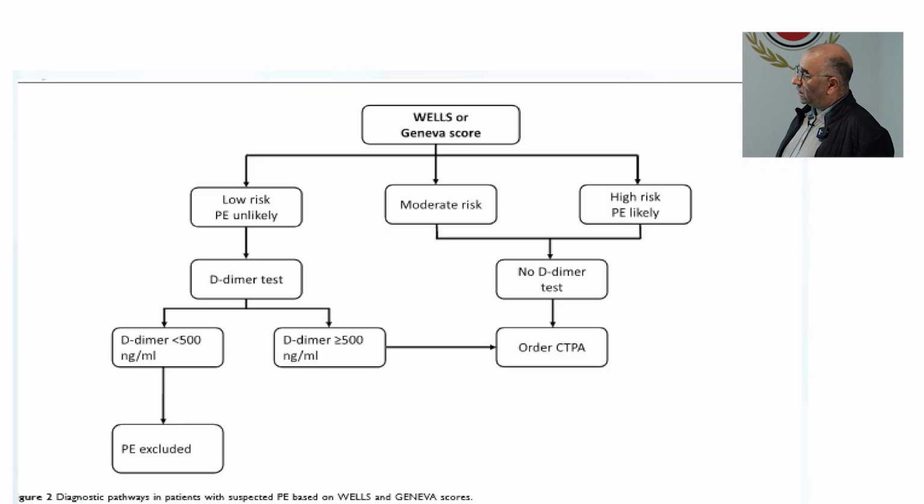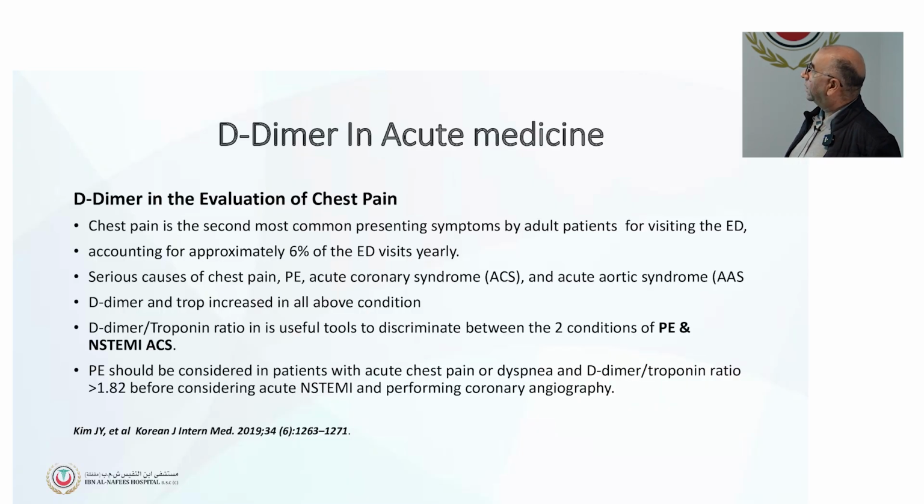So this is the cascade, or this is the pathway. When you have somebody, you apply Wells criteria or Geneva criteria. With a low risk group, do D-dimer. If it is less than 500 nanogram per ml, which is low, PE is excluded. If it is a low risk group and the D-dimer is high, you go for imaging studies, CTPA or VQ scan. Moderate and high risk, you go directly to CTPA, with no need for D-dimer.